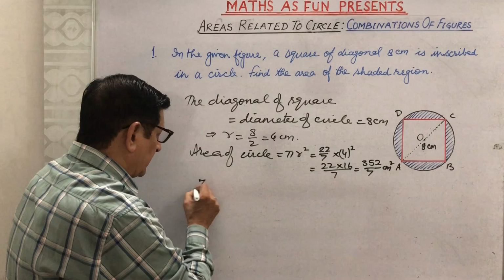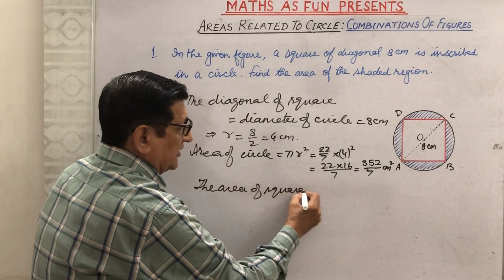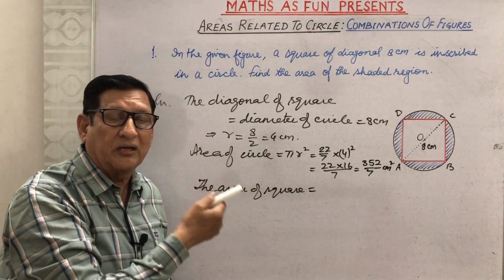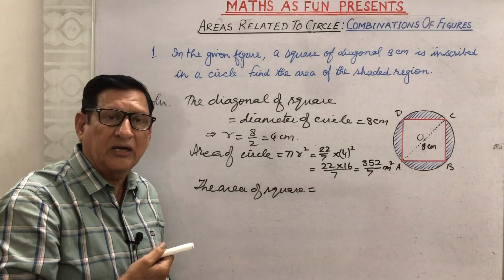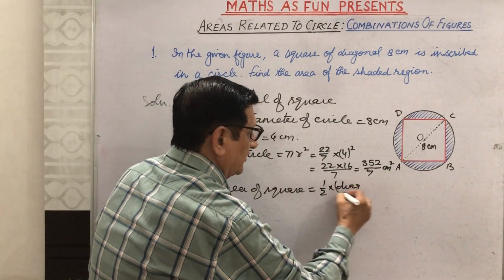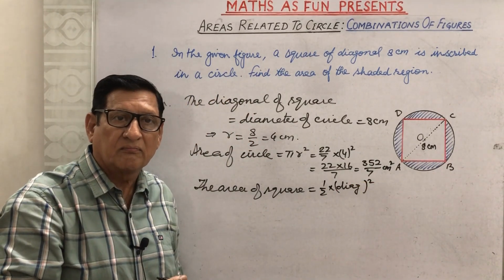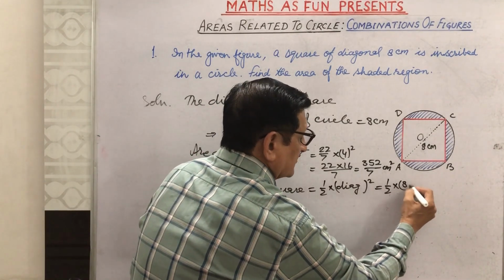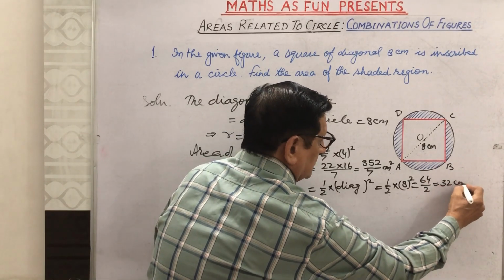The area of square. In case we know the diagonal, the area of square can be taken as the area of a rhombus, that is half into diagonal. Here it may be half into diagonal square because the diagonals of a square are equal. This is equal to half into 8 square, that is 64 by 2, or you can say 32 centimeters square.